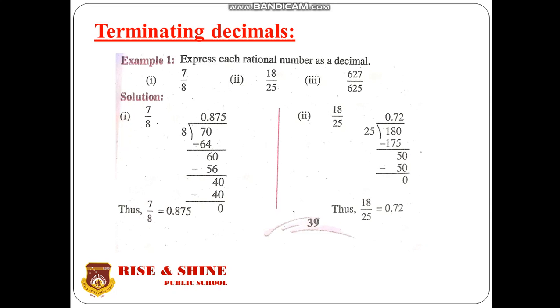We have to subtract 64 from 70. The remaining answer is 6, which is lower than 8. So again we have to put 0 because we have a decimal point. Now here the value is 60. So 8 7s are 56. Now subtracting 56 from 60, we get 4. Again we put 0 with the 4, then 8 5s are 40. Now students, we can see that 7 by 8 is completely divisible, giving a terminating decimal. The answer will be 0.875. The next example is the same as this.